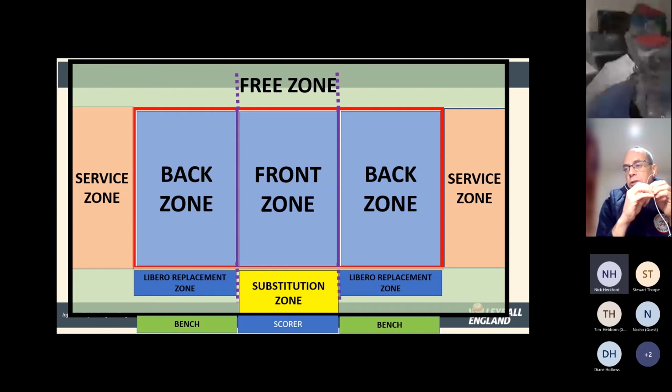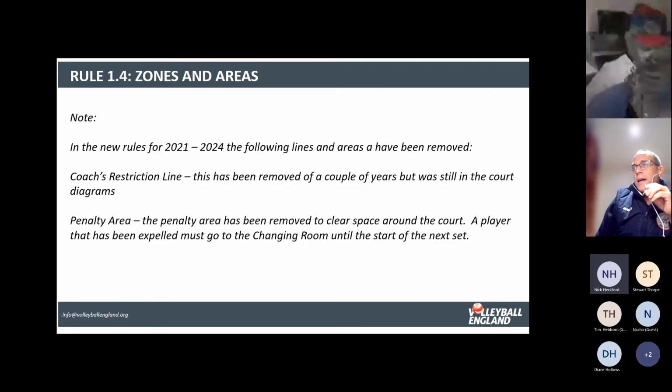Okay, and that bench should be a minimum of 3 meters and a maximum of 5 meters from the sideline. So that is the main element of the numbers for the court.